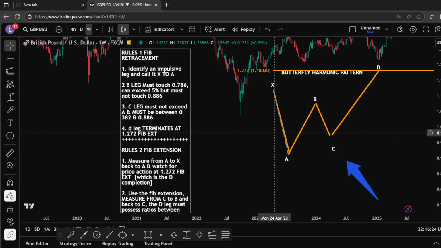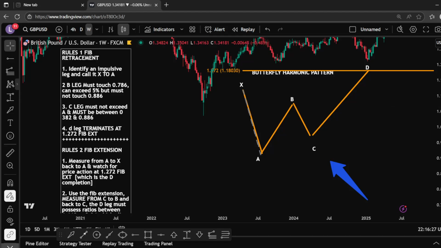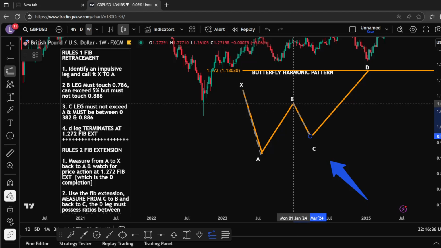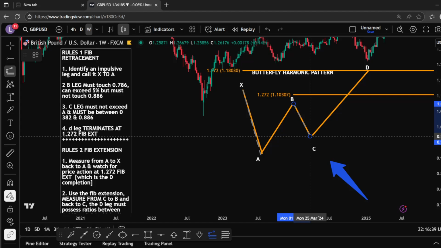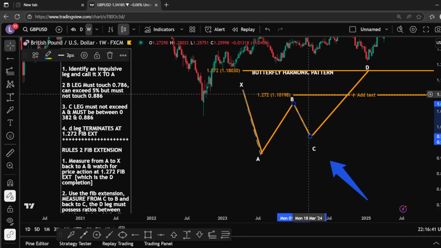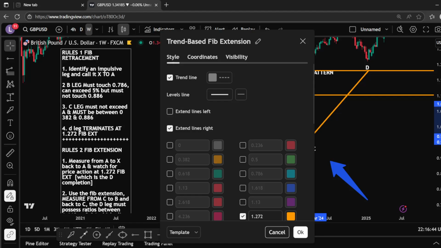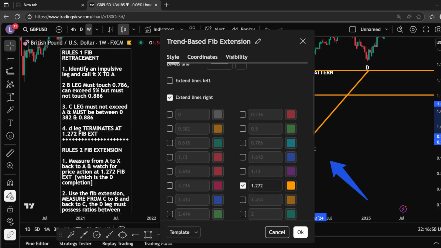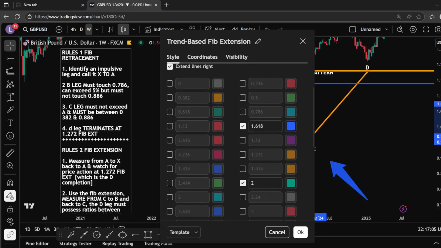The other thing that you need to do to validate the pattern is to take your FIB extension and plot from C to B back to C. We need three numbers to align closely to D, and we need just one of those three numbers. The numbers that we need are 1.618, which is the minimum number for the BC projection leg. We also need 2.0 and 2.24.